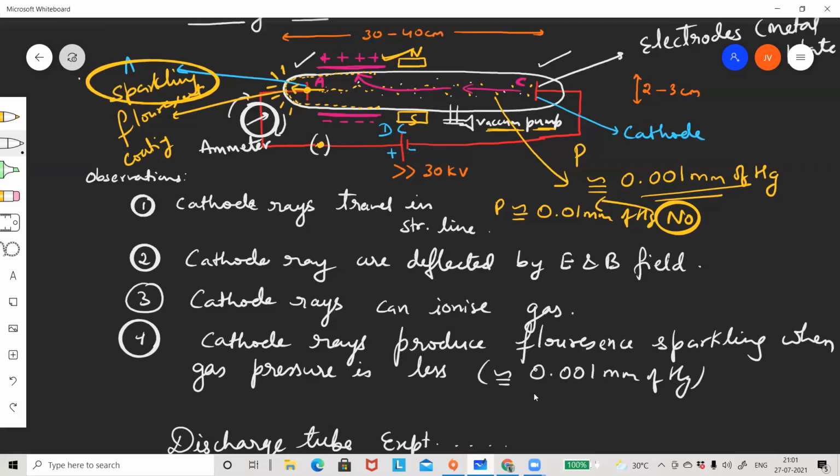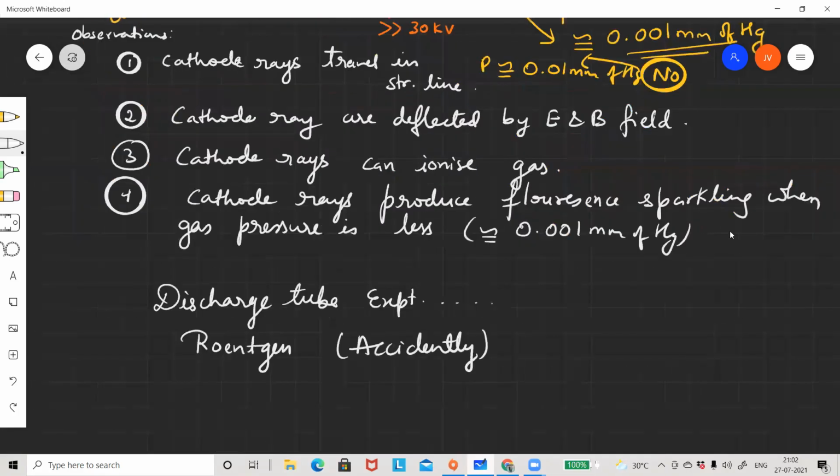At what atmospheric pressure inside the discharge tube is fluorescence seen? 0.001 millimeter of mercury. At that air pressure, fluorescence is seen. And when the pressure is more, at 0.01, it is not seen; at 0.001 it is seen. More pressure, not seen; less pressure, seen.